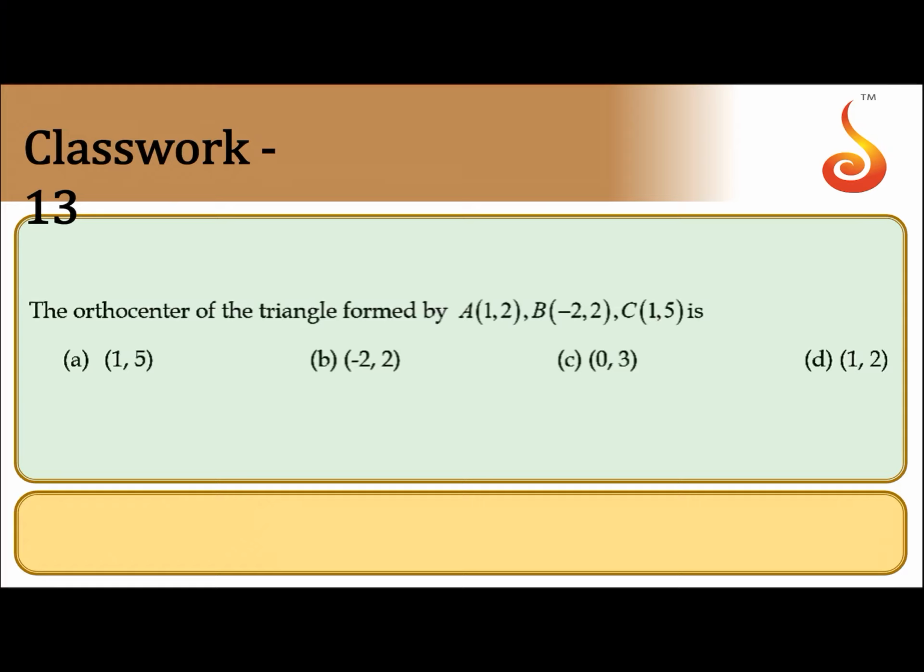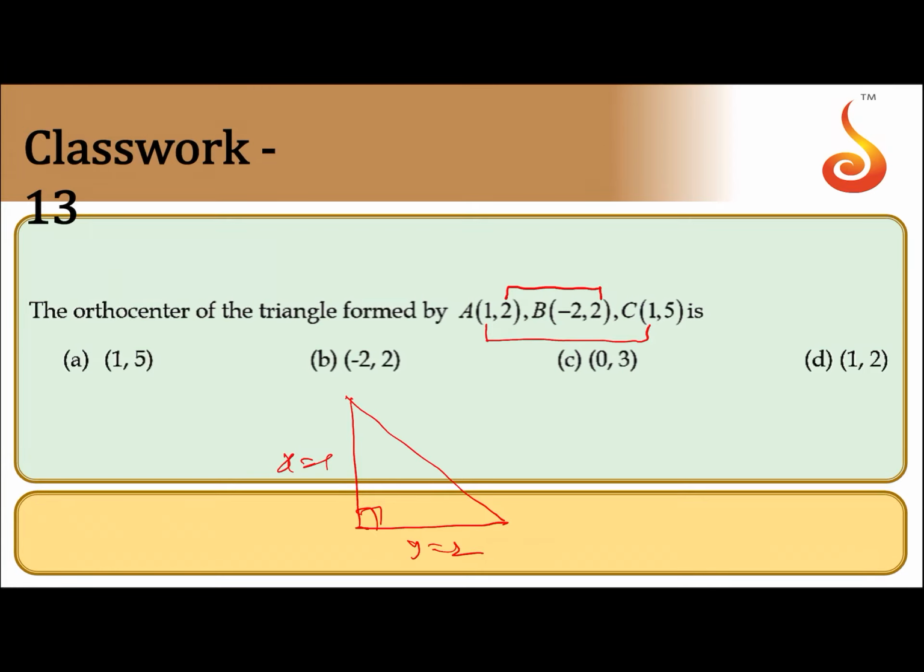Let me consider the orthocenter of the triangle. Similar to the previous problem, if you closely observe, the y coordinate is the same here and the x coordinate is the same here. It means the point a, b lies on the line y equals 2, and a, c lies on the line x equals 1. Both the lines are perpendicular to each other, and therefore they definitely form a right angle triangle.